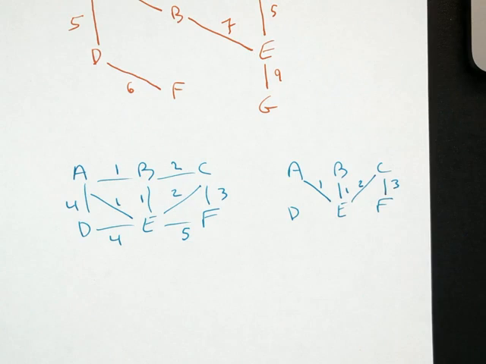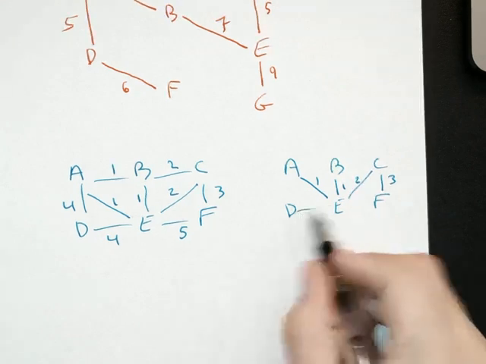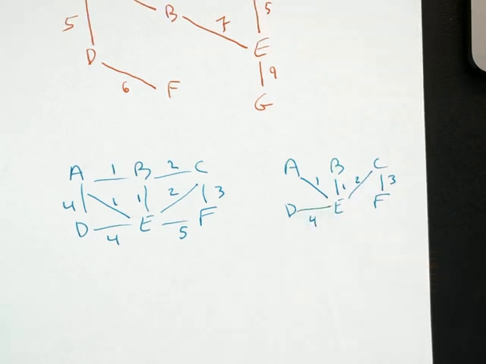Do I use AD or ED? Based on my tiebreaker algorithm, it says use the highest letters. There's my minimum spanning tree. Its weight is 11. That's different still, isn't it?